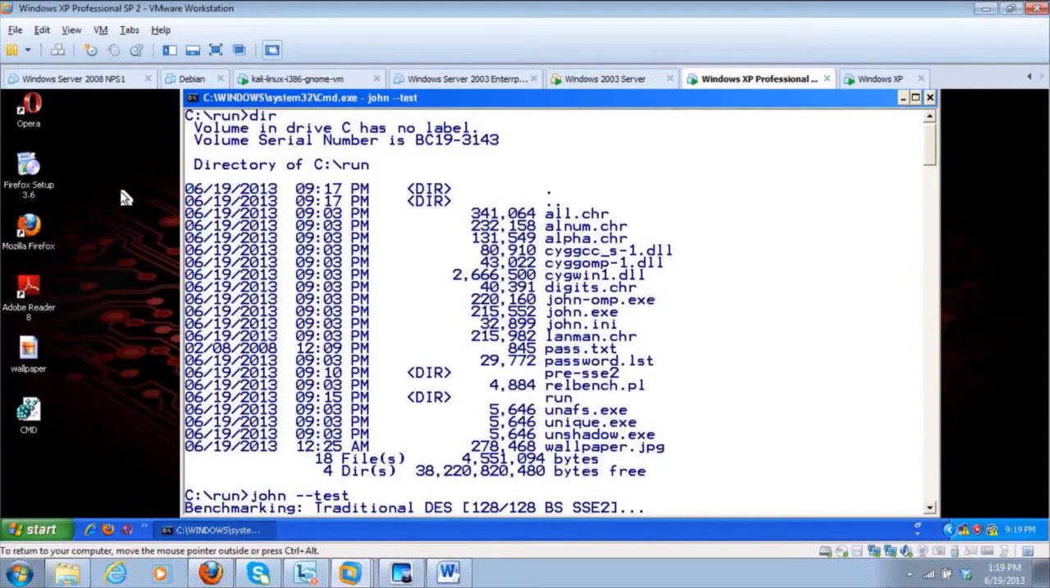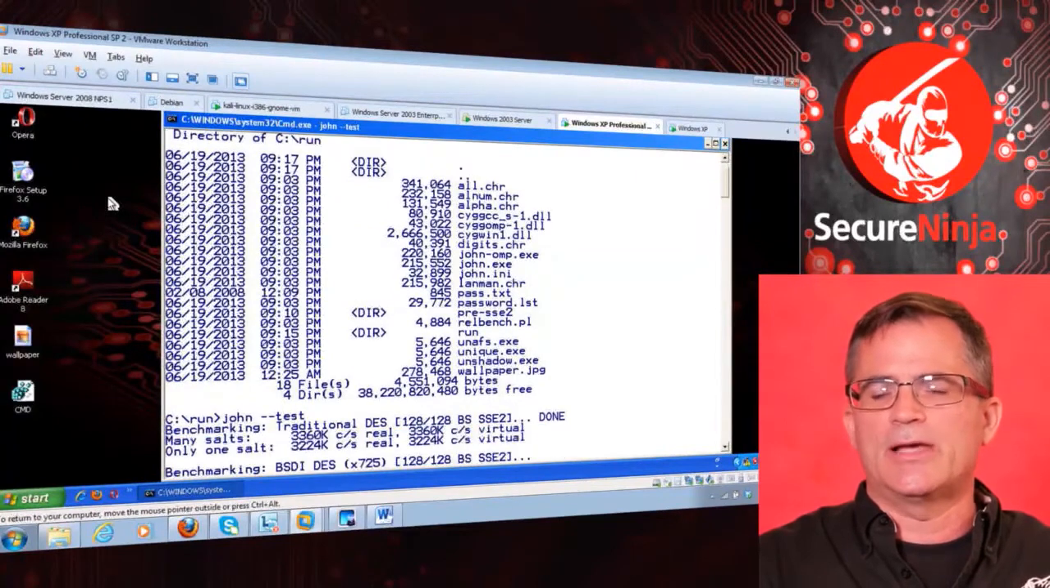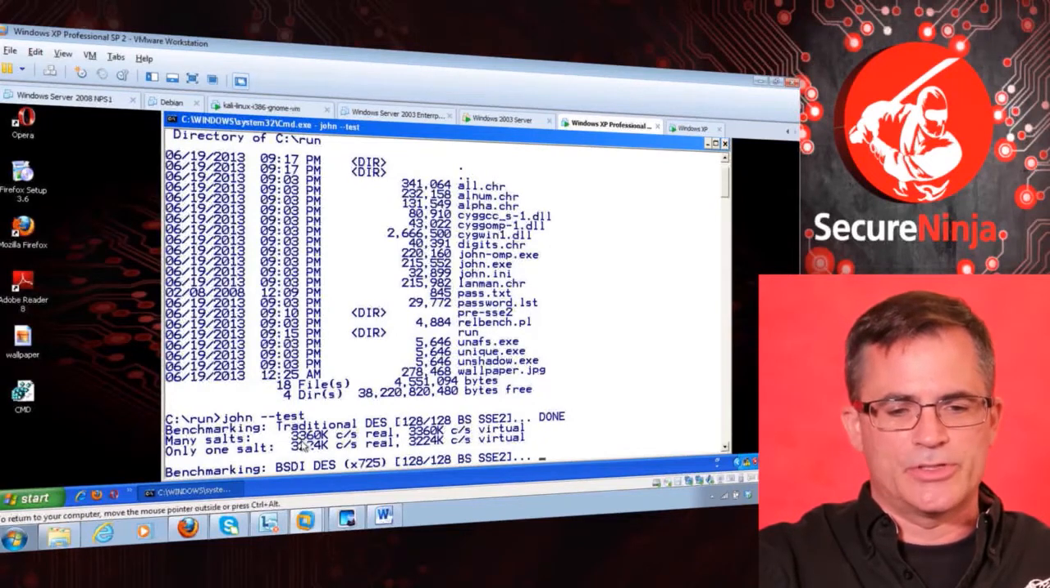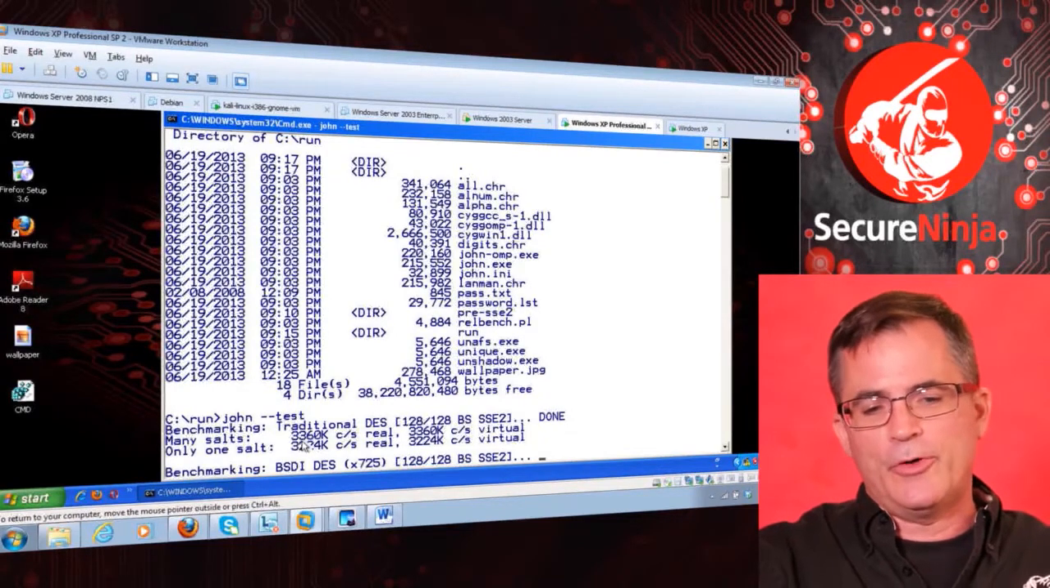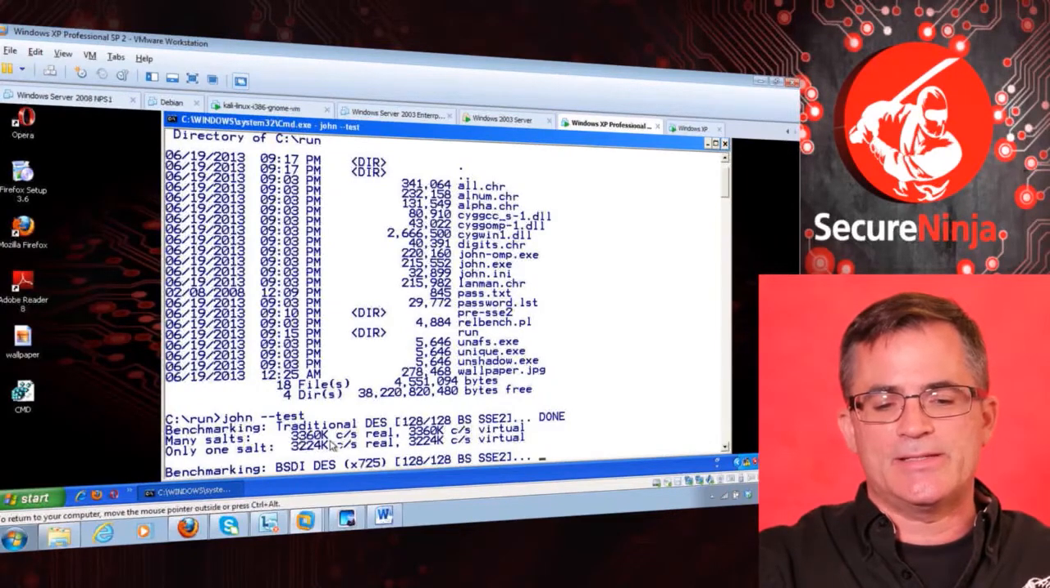So what John does is go through and test all the different types of password hashing algorithms that it has in its database. It's going to give a prediction and tell us how many crypts per second it can do against the different types of hashing algorithms. The first one it finishes is traditional DES, used in common Unix operating systems, at 3.36 million crypts per second. Then it does BSDI next.